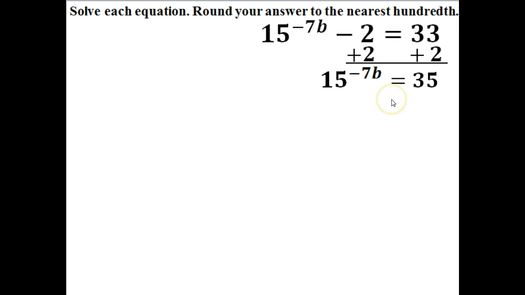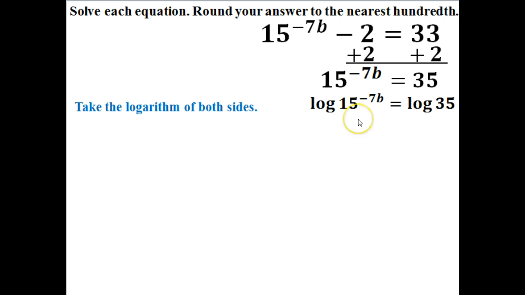Now that I've done this, the very next step that I'm going to do is to take the logarithm of both sides. The reason why I'm trying to do that is to get rid of this exponent. So I take the logarithm of both sides. Now you can take the natural logarithm of both sides or log base 10. Either one is okay. Log base 10 is one of the more used ones, so that's what I've got here.